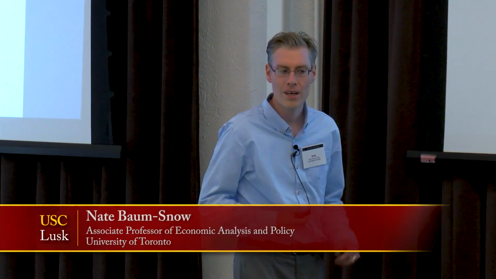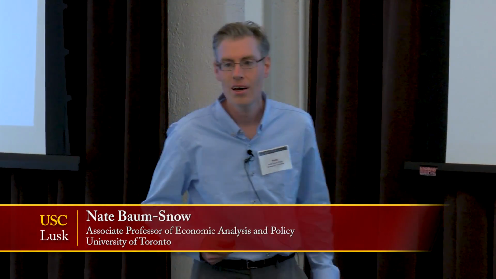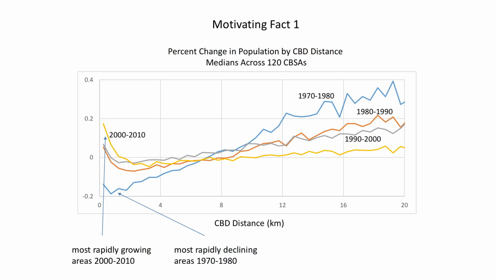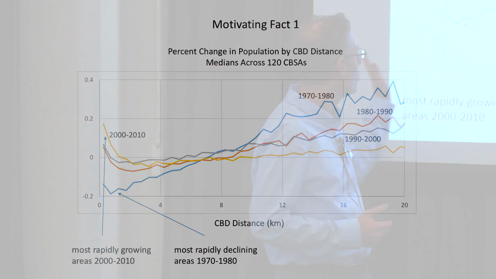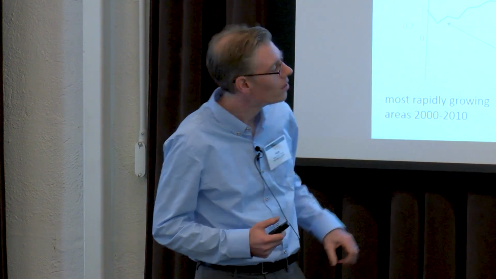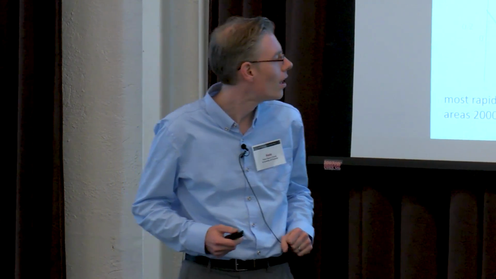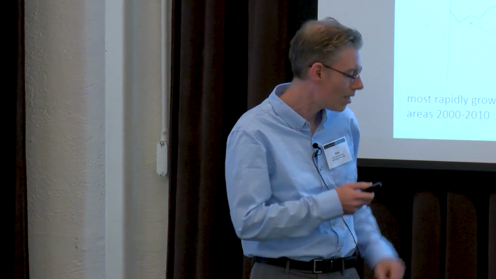I want to start with just some motivating facts that we're going to use to try to understand over the rest of the time. This is a graph of population change by half-kilometer CBD distance radii going out from the CBD. It's the medians across the top 120 metro areas in the US since 1970.